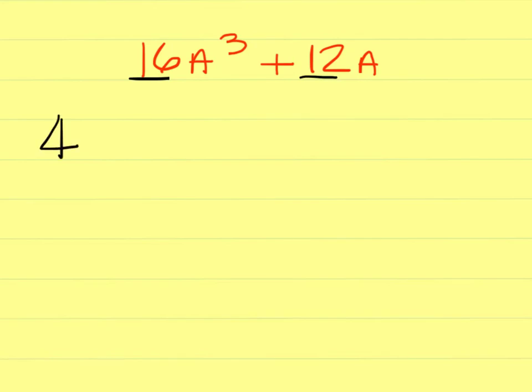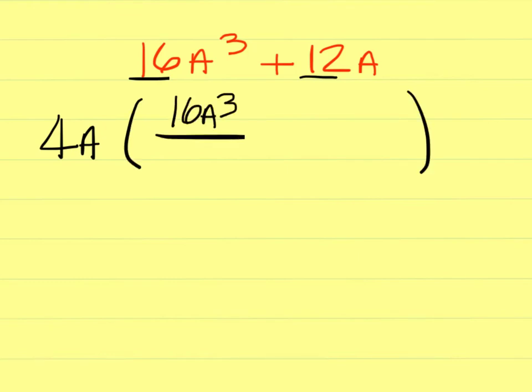In this practice problem, we have 16a to the third plus 12a. Factor that out completely. The solution for the practice problem, the highest number you can take out from 16 and 12 is what? 4. And what's the lowest power of a in this? 1, just a to the first power, so it would be a. And you'll divide 16a to the third by 4a and 12a by 4a.